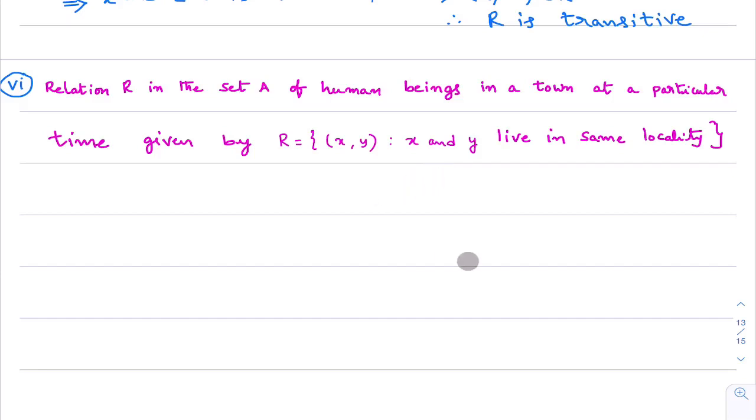Next, the transitive relation. If x and y live in the same locality, and y and z live in the same locality, obviously x and z live in the same locality. Therefore, the ordered pair (x, z) belongs to R. I want you to write the solution for this so that you will come to know how to write the solution for these problems. Another 3 bits are there. Those 3 bits I'll do in the next class.